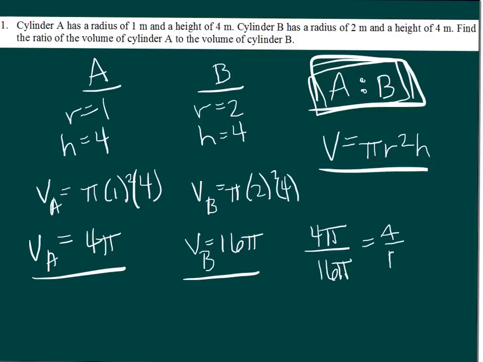So I'm going to simplify as much as I can. My 4 and my 16 will simplify to 1 over 4. And my pi's completely cancel out. So I'm left with a ratio, my volume of A to my volume of B, of 1/4.